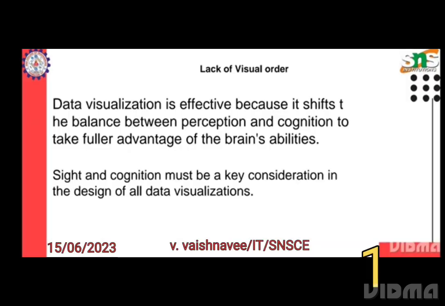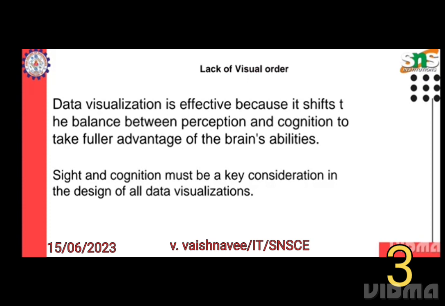The next topic is lack of visual order. So what do you mean by lack of visual order? Data visualization is effective because it shifts the balance between perception and cognition to take full advantage of the brain's abilities. Sight and cognition must be a key consideration in the design of all data visualization.